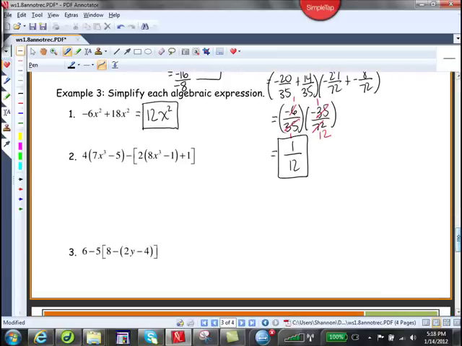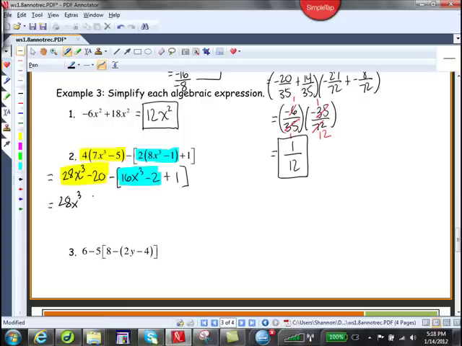Now let's take a look at the next one. We're going to be distributing the 4, so we will get 28 times x cubed minus 20. This is equivalent to this. And then we'll be subtracting. So we'll have 16x cubed minus 2, and then plus 1. So the 2 being distributed through that quantity resulted in this here.